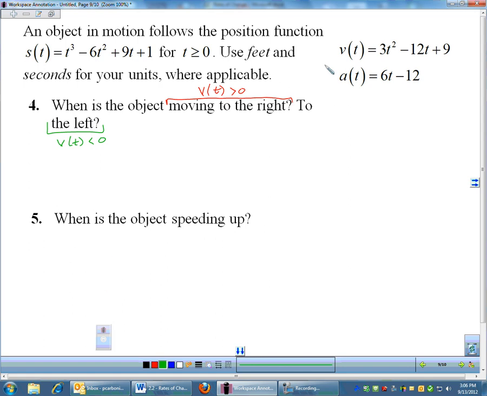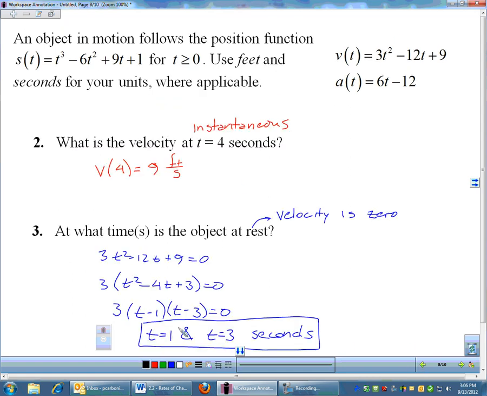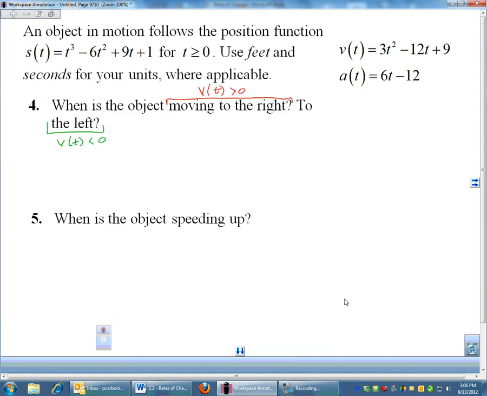Well, we already know when my velocity is 0. We just worked out velocity. Let me go back and find it. After we factored, it was 3, t minus 1, t minus 3. So we know that v of t is 3, t minus 1, t minus 3. And we know it's at rest. My velocity is 0 at 1 and 3.